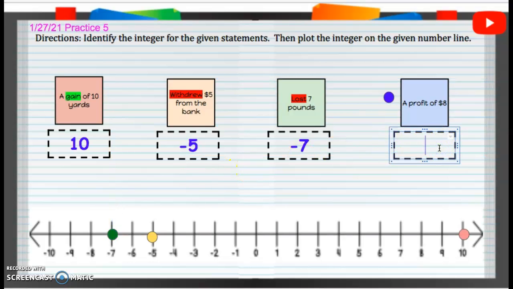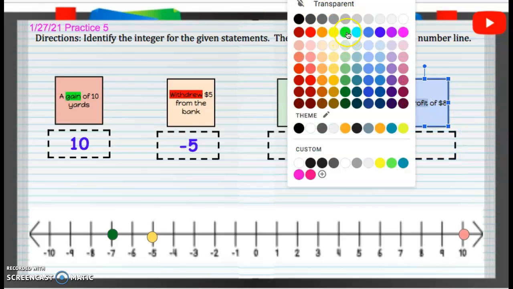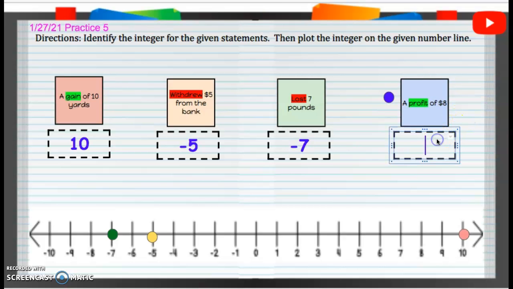Last but not least, a profit. Remember, profit is going to be a positive. So we are going to have a positive 8, and we will plot that 8 in the positive direction of our number line as so.